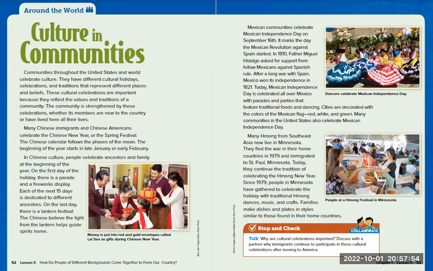Since 1979, people in Minnesota have gathered to celebrate the holiday with traditional Hmong dances, music, and crafts. Families make dishes and plates in styles similar to those found in their home countries.